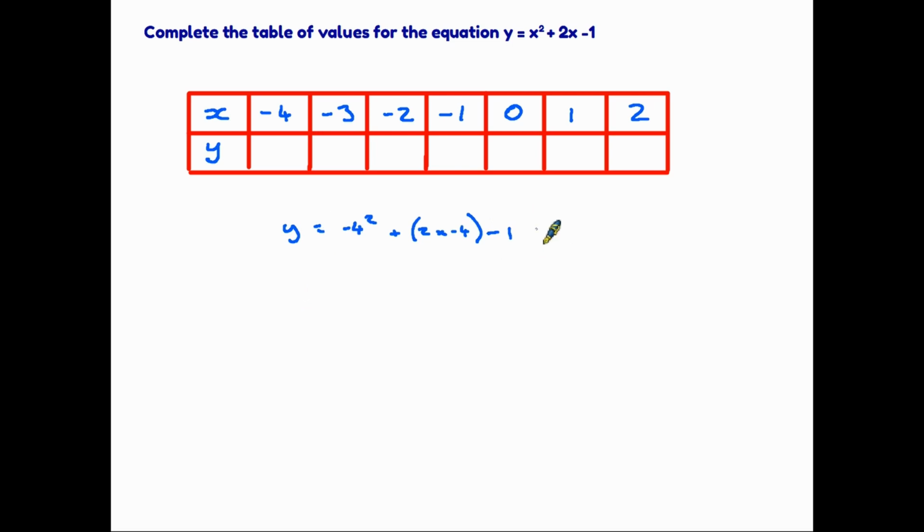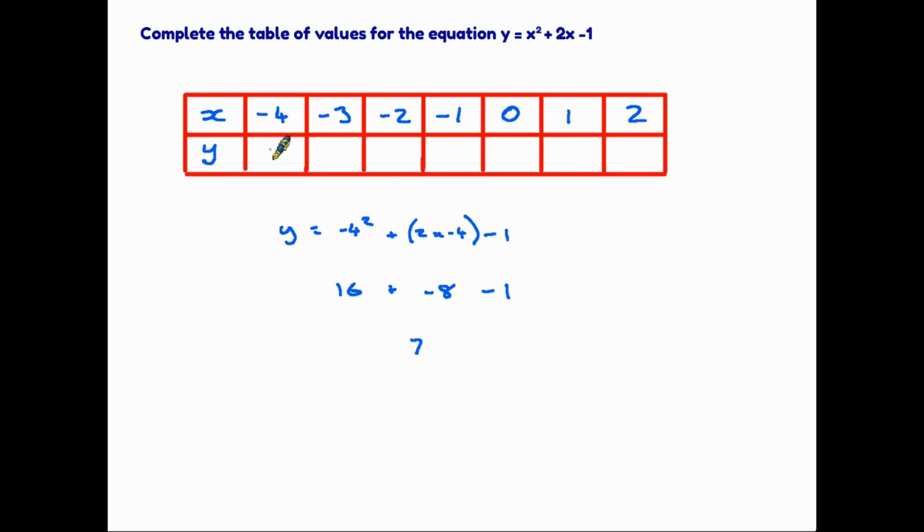Now you can see that doing this mentally can be quite a complex process. Minus 4 squared, that is 16. We then have plus 2 times minus 4, so that's minus 8, and minus 1 on the end. So 16 minus 8 minus 1 gives us 7. When x is minus 4, y equals 7.